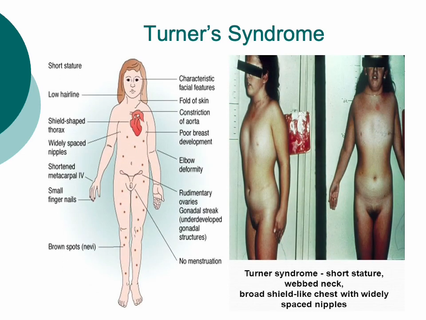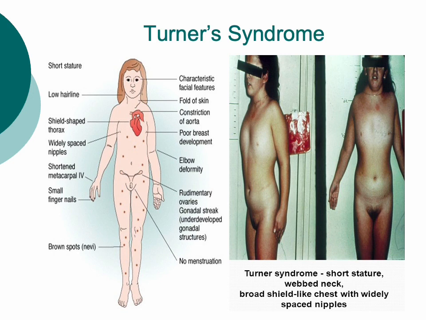So for Turner syndrome, we have these features. We have facial features. We have low hairline. We have a fold of skin over the neck. They have the constriction of the aorta, we have this condition coarctation of the aorta. We have a shield-shaped thorax. We have widely spaced nipples. We also have a poorly developed breast, an elbow deformity, and rudimentary ovaries, also known as a gonadal streak.